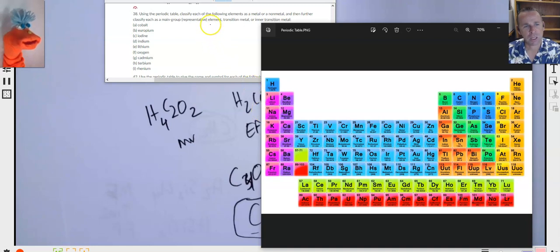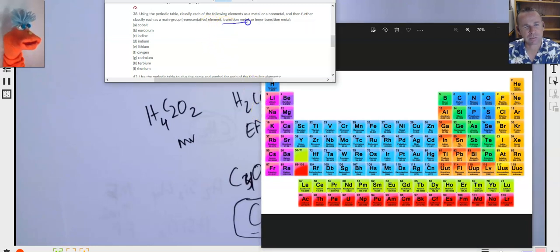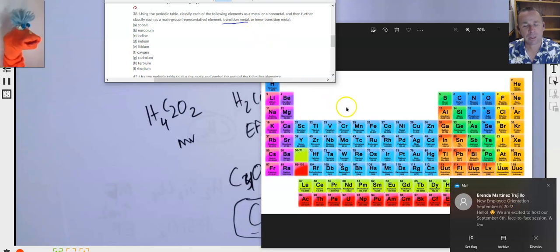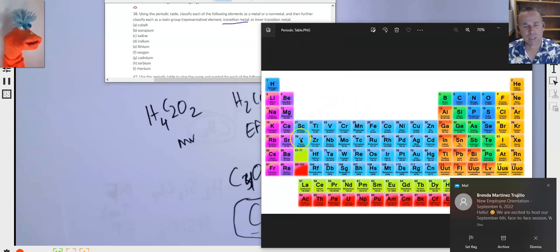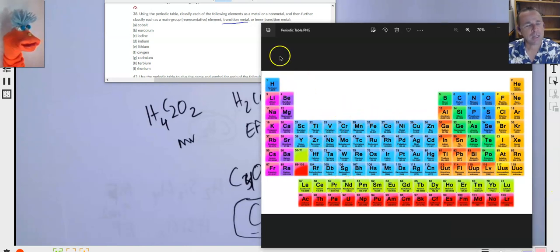Where are the transition metals? Oh, those are the blue ones, right? That's right. The transition metals are right here. And our inner transition metals are these down here. And what else do we got? Main group, transition metals, and inner transition metals.